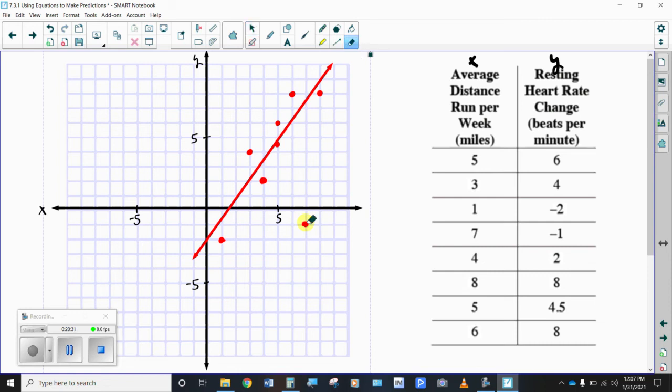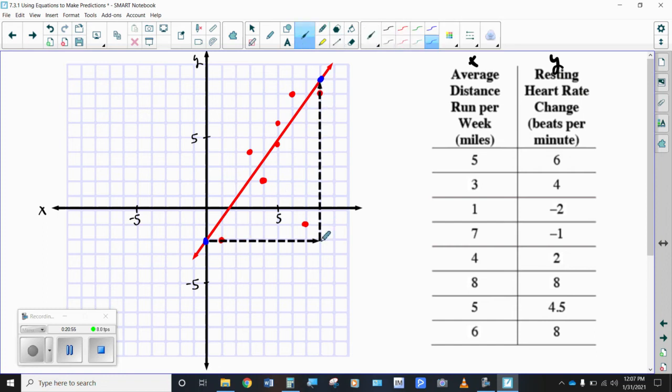In fact, I guess I can't delete that because I've got it locked in there. At any rate, I feel like that's a pretty good line of best fit. And so let's see if we can identify, here's a point right there, and there's a point right there. What is the slope of this particular situation?